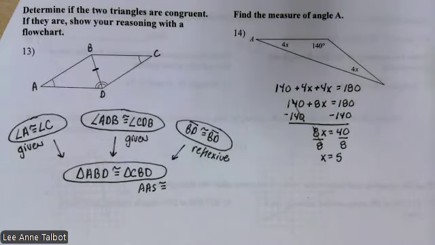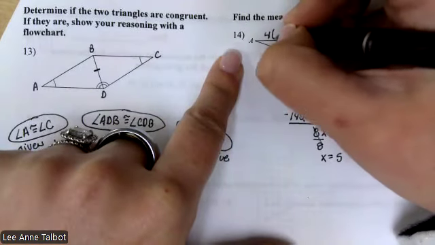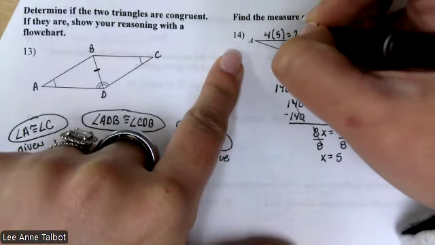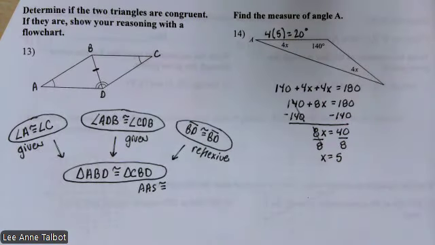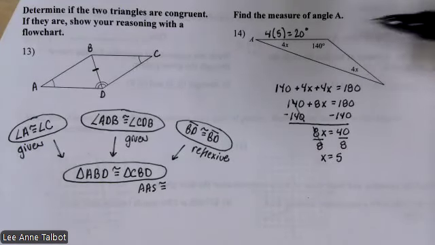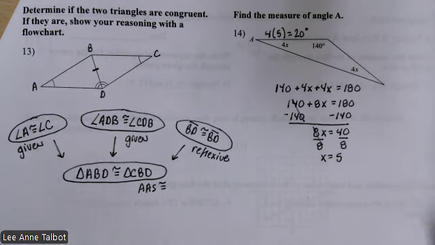Okay, 5 is not the final answer though, because it says find the measure of angle A, so I need to plug the 5 back into 4x up here. Okay, 0 extra credit points for the person who can tell me what type of triangle this is. Isosceles? Yes. Next, 0 extra credit points to the person who can tell me by the angles what kind of triangle this is. Obtuse. Enjoy your 0 extra credit points. Extra credit in my heart.